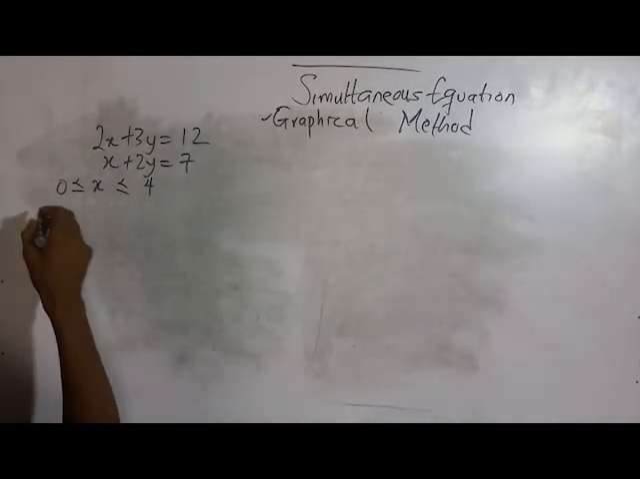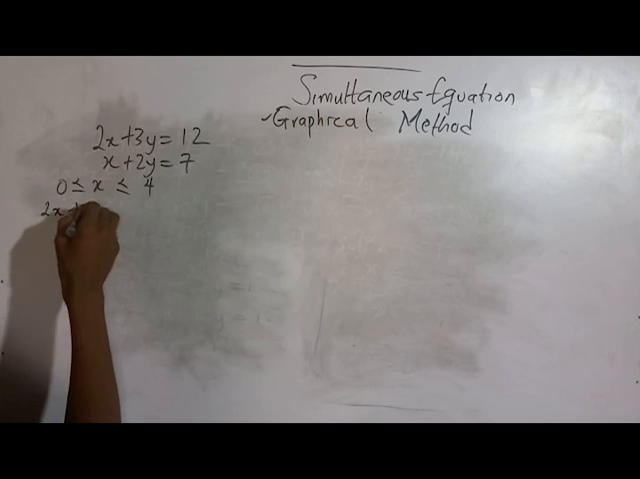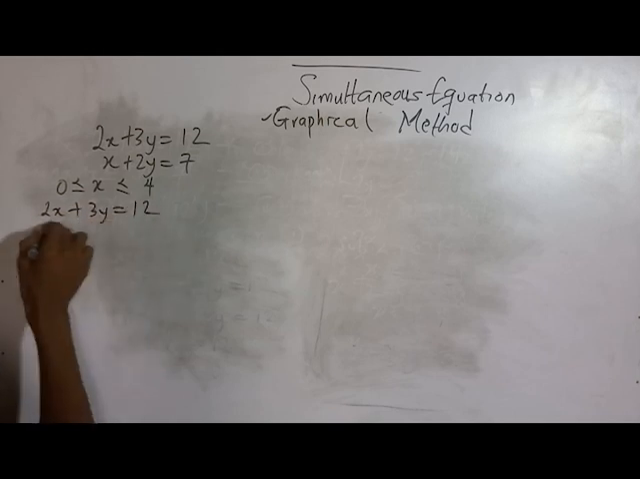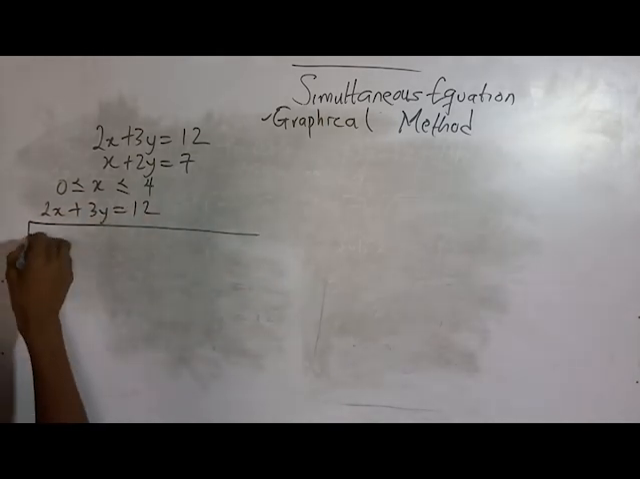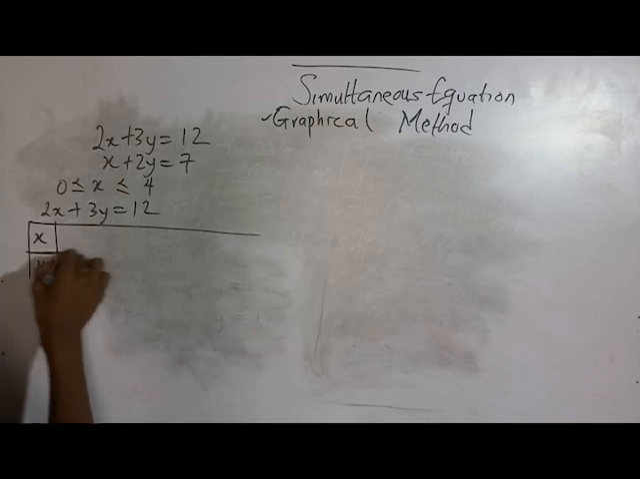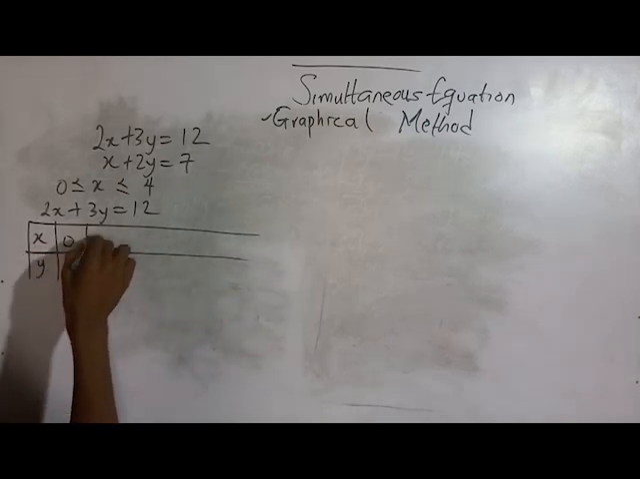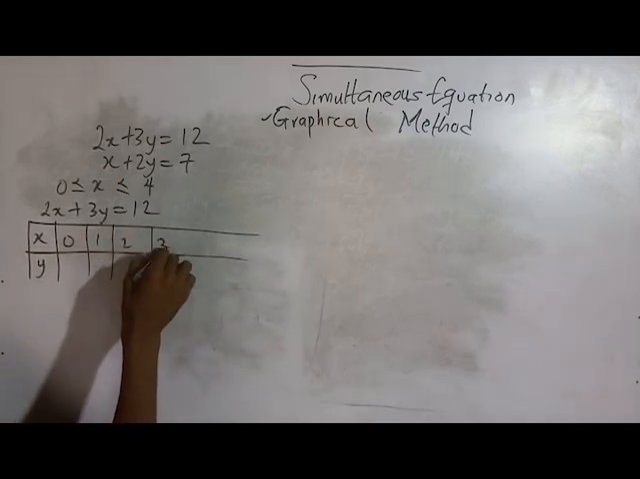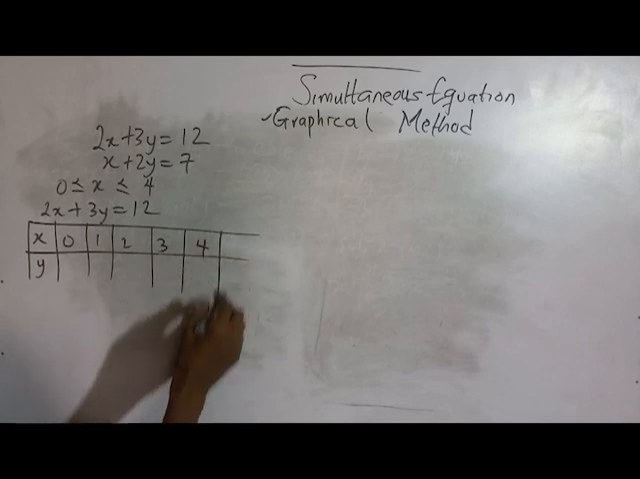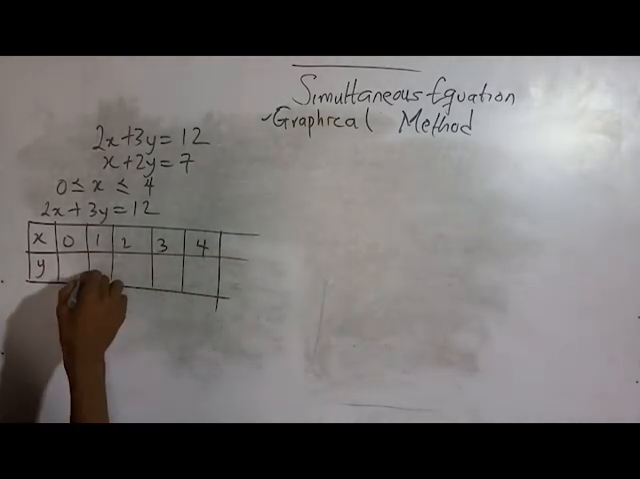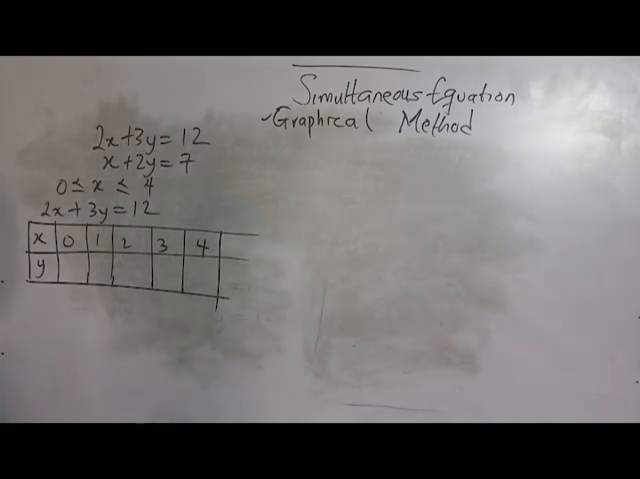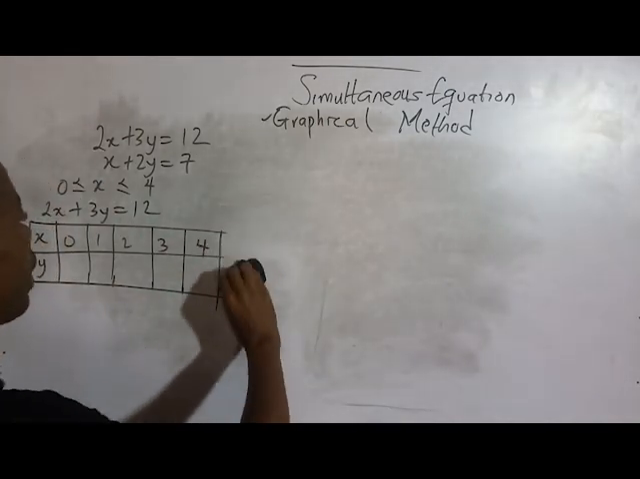So, what do we have for this particular equation here? We generate a table. This is x, and we have 0, 1, 2, 3, 4, and we have the value of y here. There are several approaches to solving this, and this is one of the approaches.